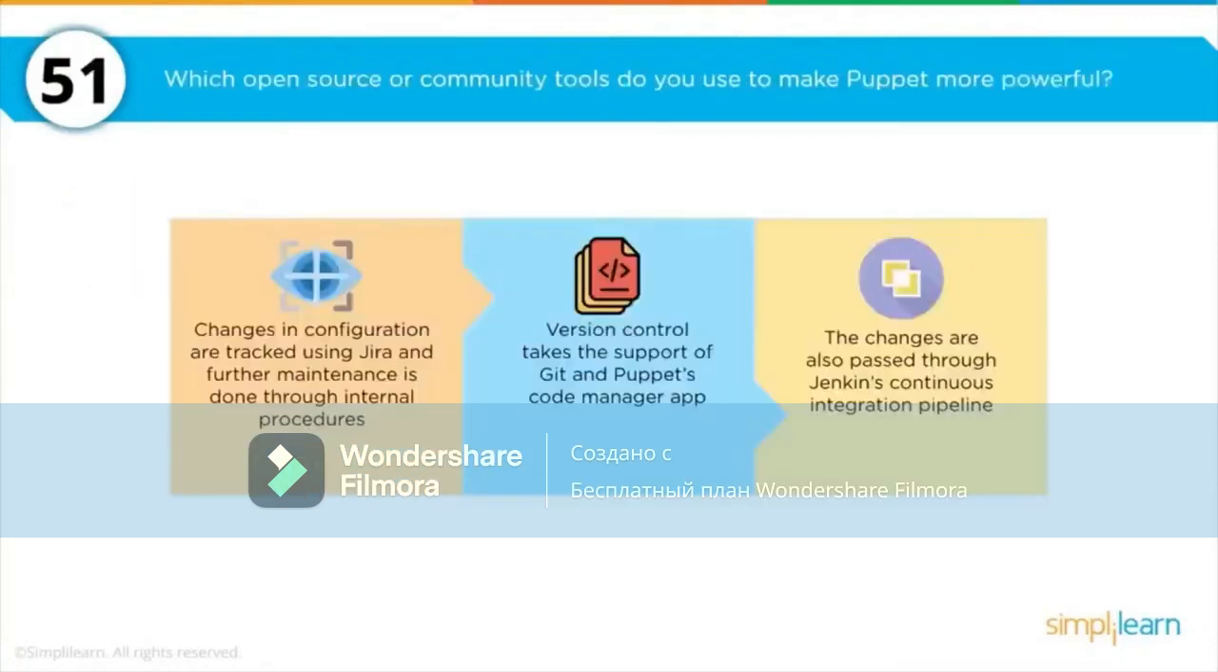Which open source or community tools do you use to make Puppet more powerful? Essentially this is asking you to look beyond the core foundation of Puppet itself. The 3 options you have are being able to track configurations with Jira, which you should be doing anyway, but it's a great way to clearly communicate the work that's being done with Puppet. Version control can be extended with Git. And then the changes should be passed through Jenkins. So the 3 tools you want to be looking at: integration with Jira, Git, and Jenkins.